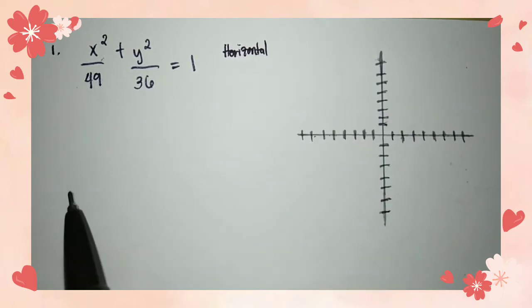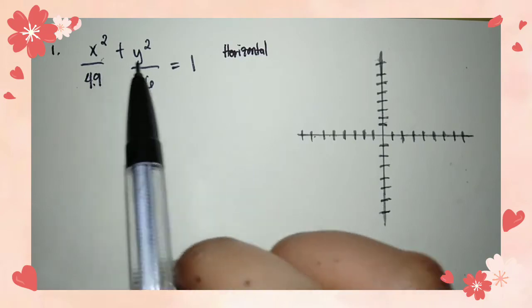To find A, remember we have A squared and B squared. So A squared is equal to 49.